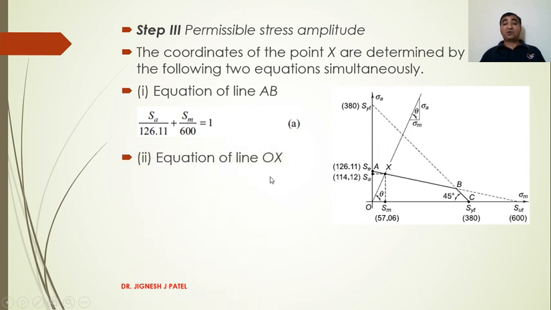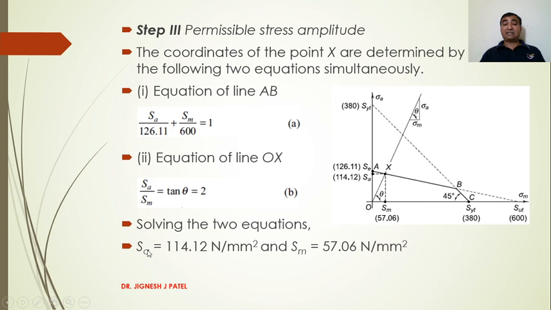And another equation, of line OX, this line. So the equation of OX is SA upon SM is equal to tan theta. Here this is SA and SM. So SA upon SM is equal to tan theta and tan theta is equal to 2. By solving these equations A and B, put the value of SA equal to 2 SM in this equation. So you will get SA is equal to 114.12 Newton per mm square and SM is equal to 57.06 Newton per mm square.